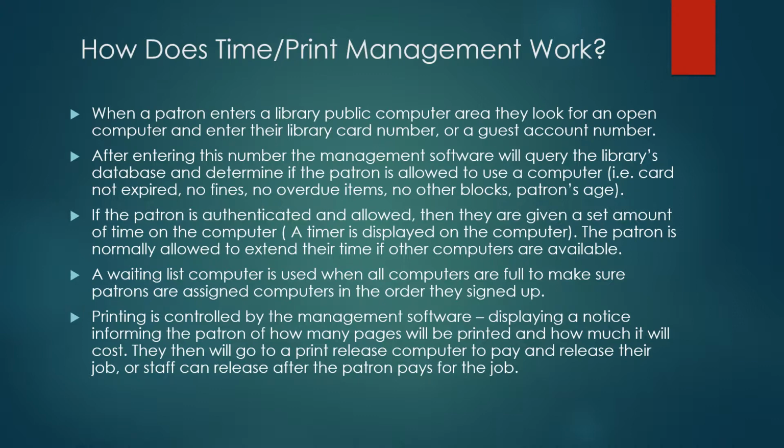After entering this number, the management software will query the library's database and determine if the patron is allowed to use a computer, i.e. the card's not expired, there's no overdue fines, there's no overdue items, and no other blocks for any other reason, and the patron's age. It can look at the birth date from the database and determine if the patron is allowed to use an adult computer or a child's computer or whatever.